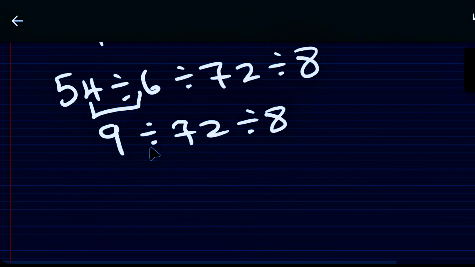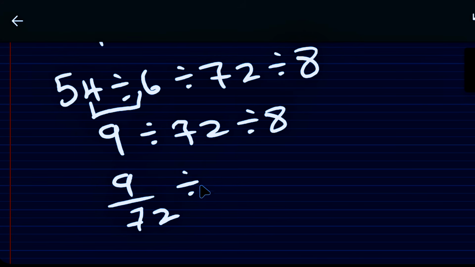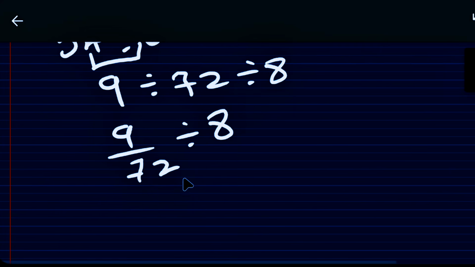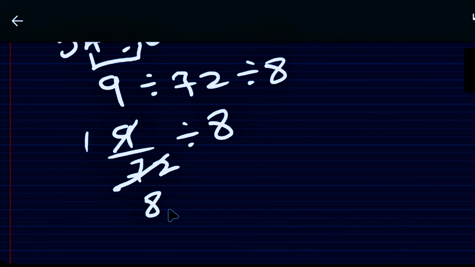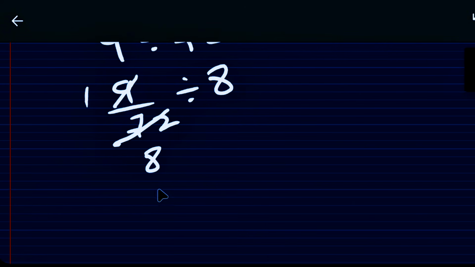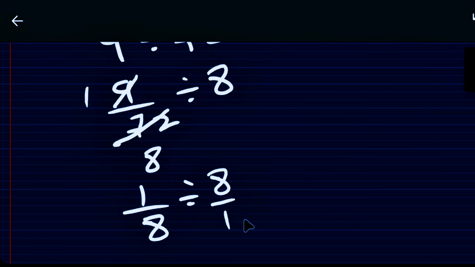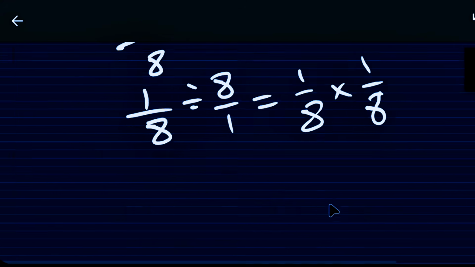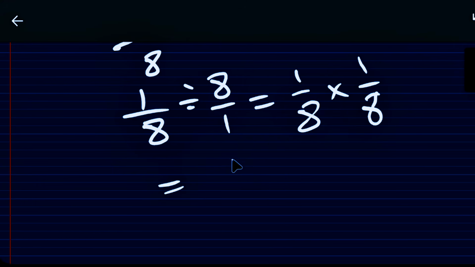So from here they rewrote this as 9 divided by 72, then divided by 8. So from here, 9 divided by itself is 1, and 9 divided by 72 equals 8. Then they wrote this as 1 divided by 8, then divided by 8 divided by 1. Now from here they wrote 1 divided by 8, then multiplied by 1 divided by 8. So in their final answer, they had 1 multiplied by 1 equals 1, and 8 multiplied by 8 equals 64. But this is totally wrong.